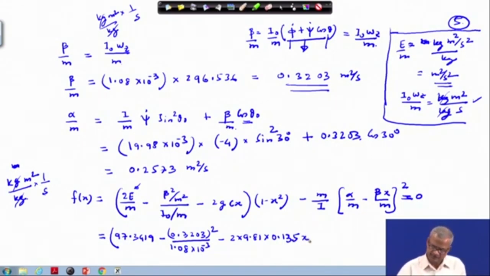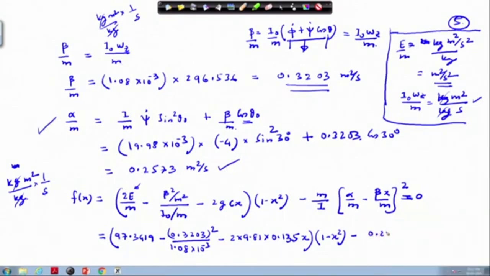Okay, so the x remains as it is, times 1 minus x square, minus m by I. So, I by m, the quantity we have already computed. Alpha by m is the quantity here, this we have computed. So, this is 0.2573 minus beta by m, this particular part 0.3203, multiplied by x, whole square. Okay, and this quantity is set to 0.